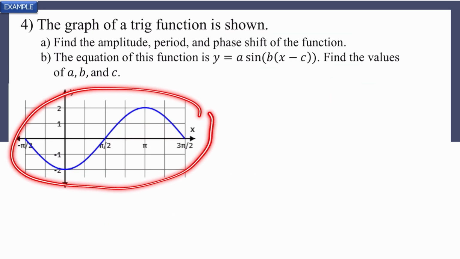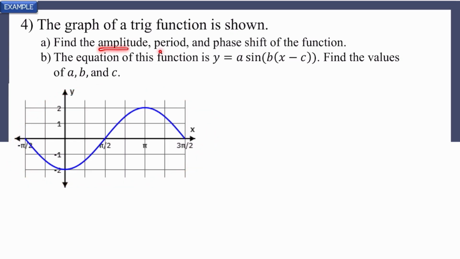We have the graph of the function, and we're going to write down the amplitude and the period and the phase shift of the function, and then it says if it's written in this form, find the values of A, B, and C. So pause the video and try this one on your own.